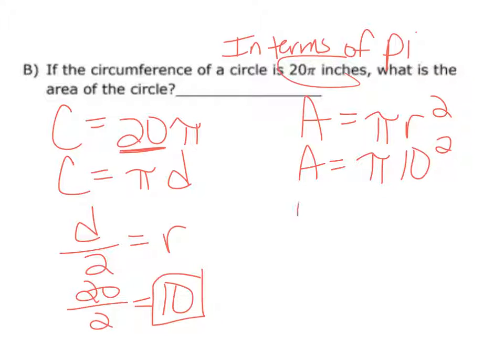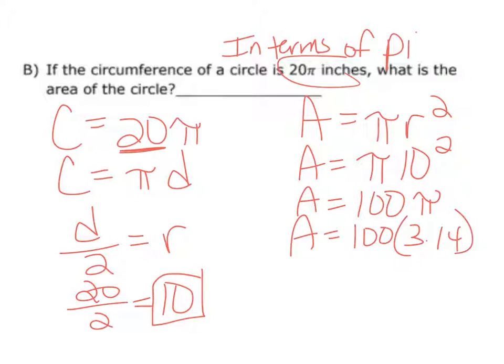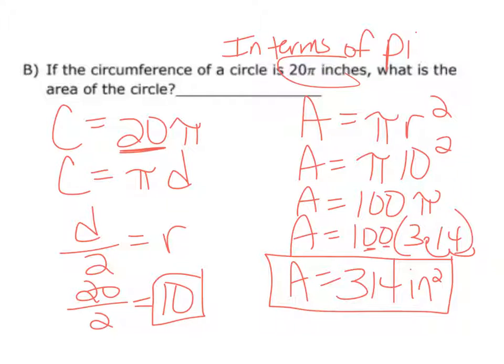So what's radius squared? 10 times 10. Yeah, 10 times 10 is 100 pi. So then I'm going to multiply 100 times 3.14. And remember, when you're multiplying by 10, 100, 1,000, 10,000, all you do is count how many zeros and then move the decimal place that many times. But because it's multiplication, it's going to the right. If it was division, it would go to the left. So my answer is 314 square inches.